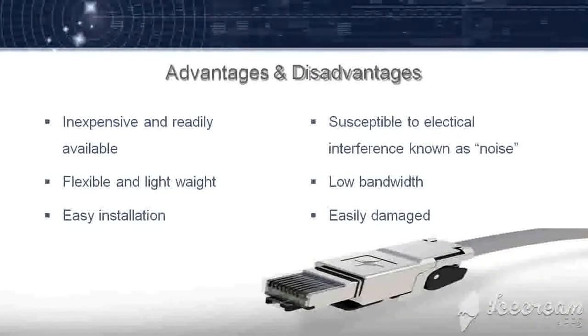Advantages and disadvantages of twisted pair cable. It is inexpensive and easily available. It is also flexible and lightweight, and it is quite easy to install in a network. On the other hand, it is also having low bandwidth. It can be easily damaged, and also it is disturbed by interference of noise.